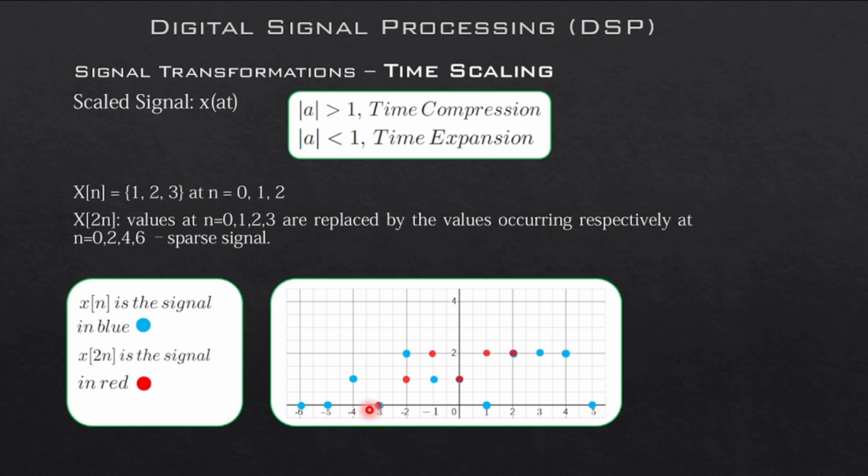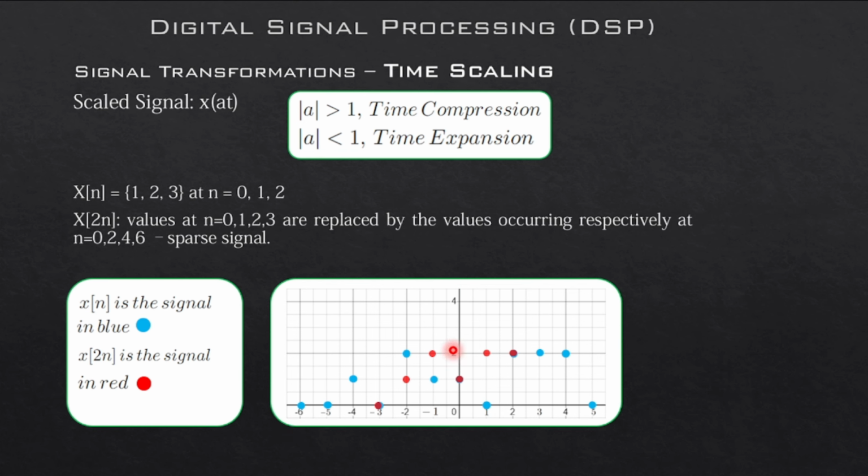Let's go back to, let's say, -1. For n equal to -1, the new x is x[2n]. So at -1, the red signal is equal to x[-2], which is -1 times 2. What is x[-2]? x[-2], the blue one, is this value. So the red signal at -1 is equal to x[-1 times 2], which is x[-2], correct? So this value is transmuted to this value. I hope it is clear.